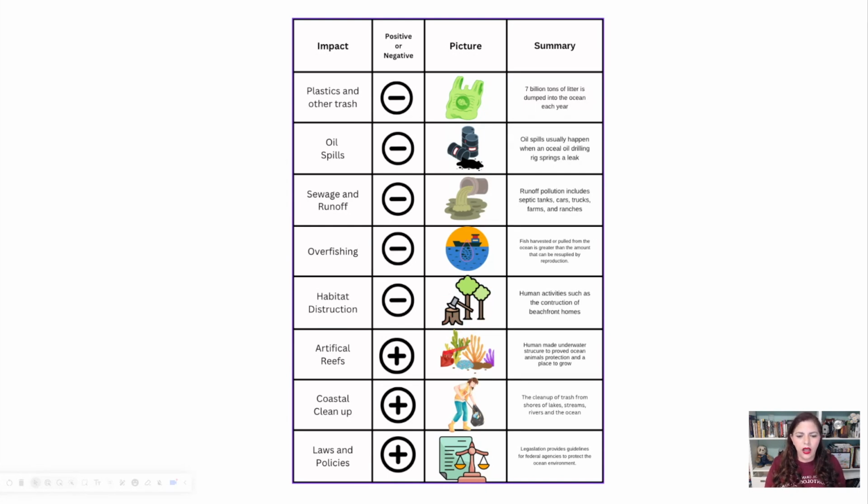that we can destroy habitat as well. The positive things that we do is we build artificial reefs to build back these habitats. We do coastal cleanup to pick up litter. And we pass laws and policy that help protect areas of the ocean.